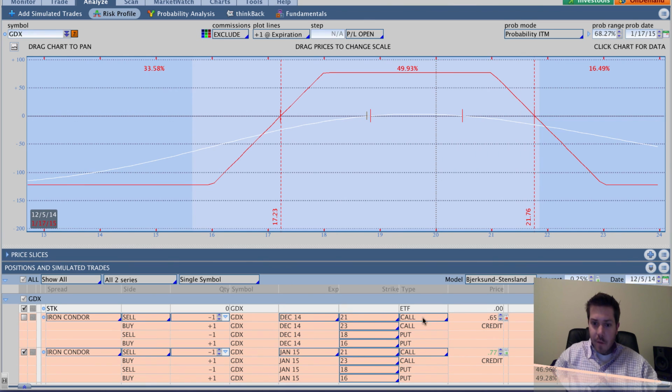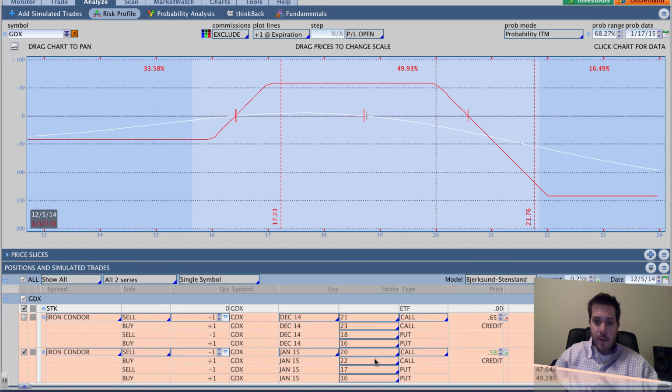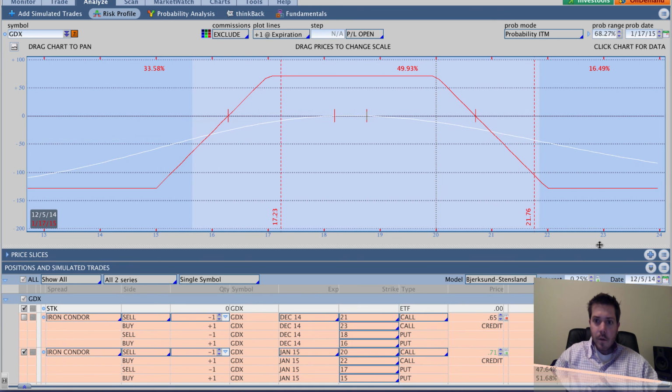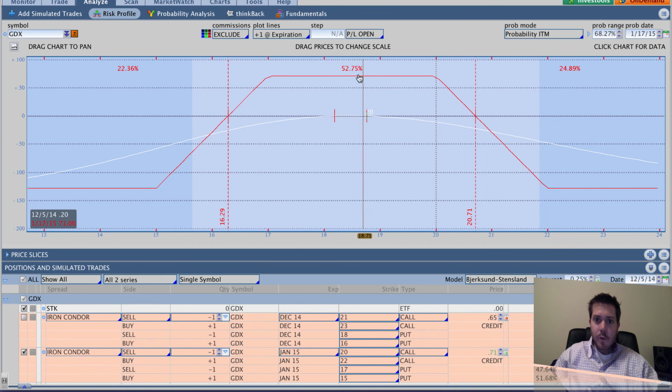So let me just backtrack for a second. Our original spread, we had the 20, 22 on the calls, and we had the 17, 15 on the puts. And if we set slices to break even, we have a 52.75 probability of success. We've got 22 on the low end, we've got 24 on the high end, and between our two short strikes, we've got a 20 short strike and a 17 short strike. So we've got 3 points in between our short strikes.